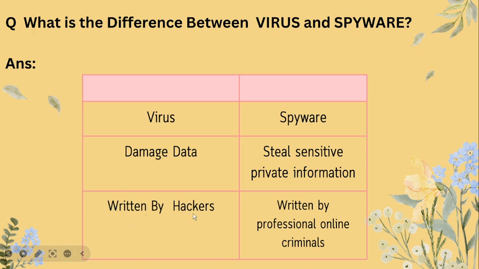Virus is written by hackers, but on the other hand, spyware is written by professional online criminals. Why? To steal sensitive private information like the name and financial information.